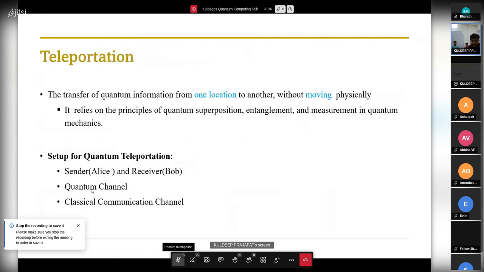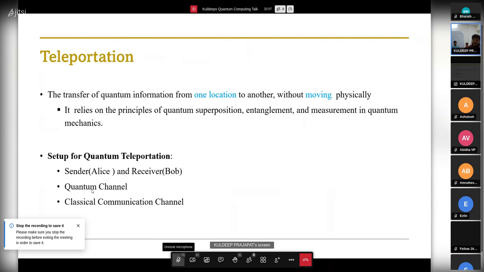Now the other phenomenon we have here is teleportation. This is not like the sci-fi movies that show teleportation of material things. It's the teleportation of information.